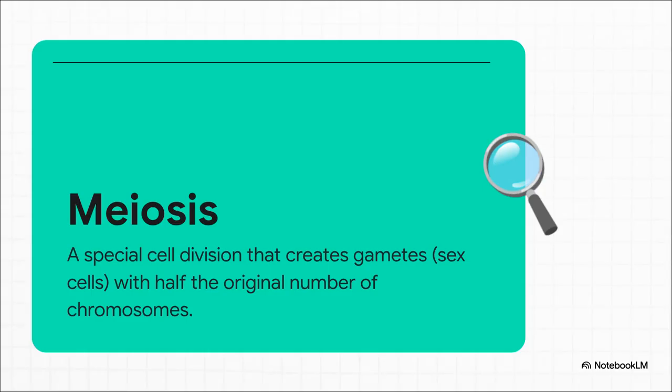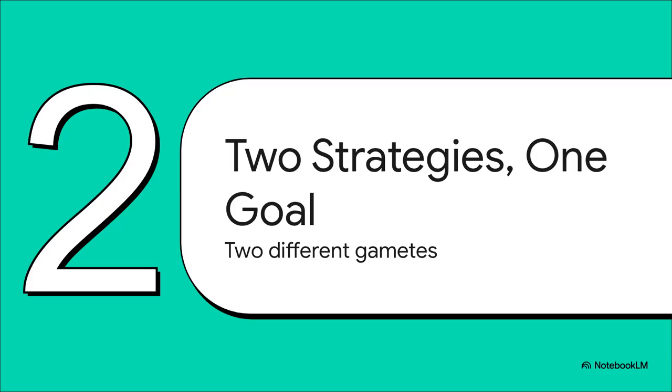So, what's the secret sauce that makes sexual reproduction even possible? Well, it's a process called meiosis. And honestly, it's such an elegant solution. Meiosis is this special type of cell division that takes a full set of genetic instructions and cuts it precisely in half. This creates the sex cells, or gametes, that are now ready to combine with another half to make a new whole.